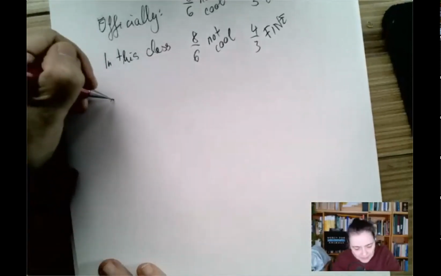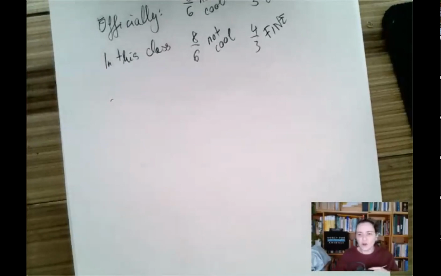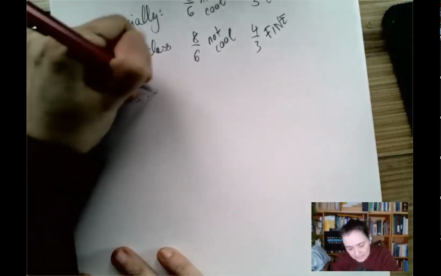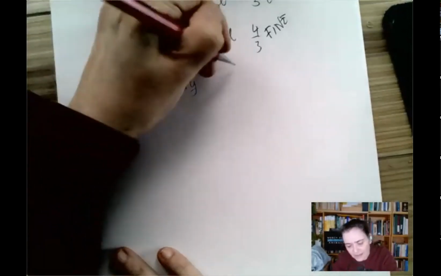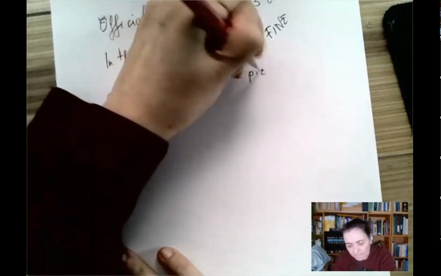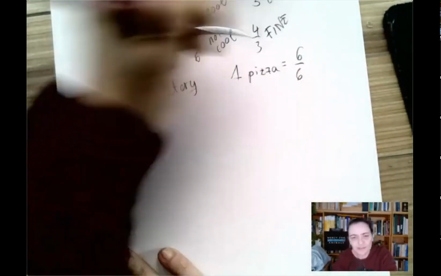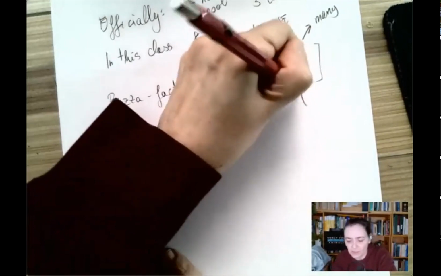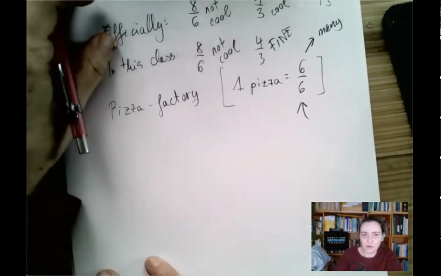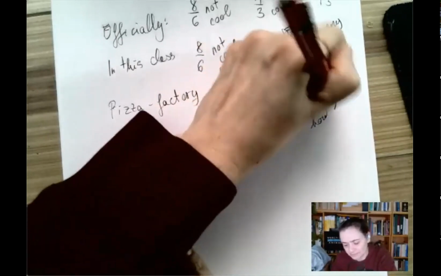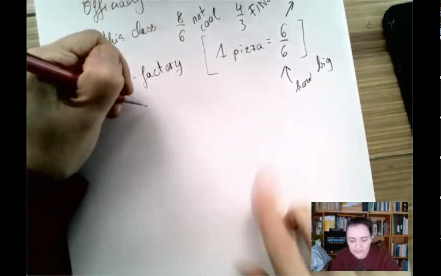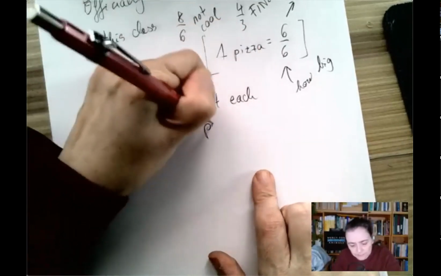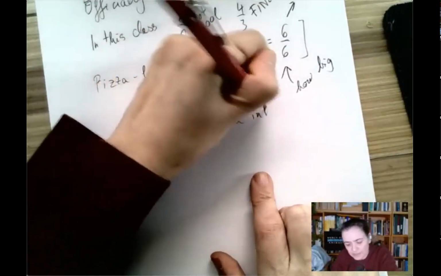So let's agree that every pizza is cut into 6 slices. Okay, so we're in a pizza factory. And one pizza, I guess we can write it as 6/6. So this is how many we take, and this is how big, i.e. how many make up a whole, right? So this tells us we cut each pizza into 6 slices.